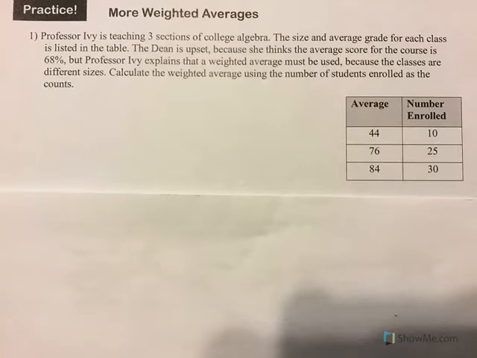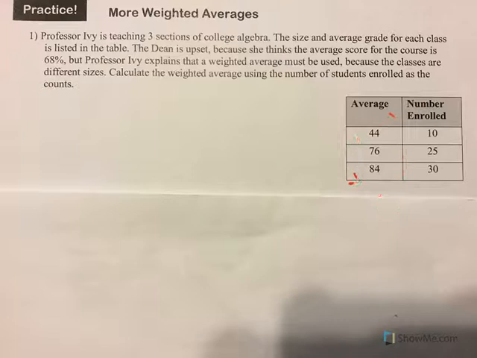Let's do some practice with weighted averages. Professor Ivy is teaching 3 sections of college algebra. The size and average grade for each class is listed in the given table. The dean is upset because she thinks the average score for the course is 68%, found by taking these 3 numbers, the sum, and dividing by 3.